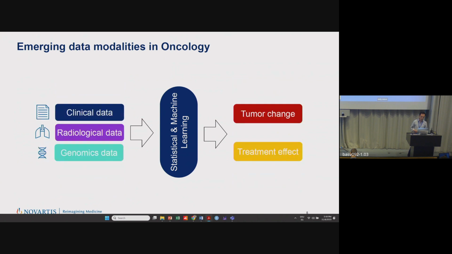So in my case study, this part of the collaboration will be focusing on 3 different data modalities. The first is clinical, and then we have radiological data, which are medical images, and then we also have genomics data.